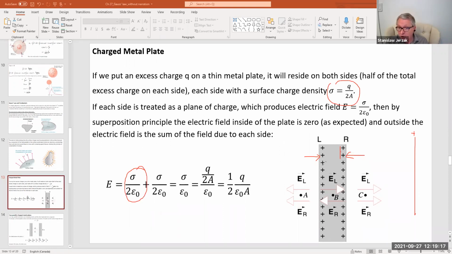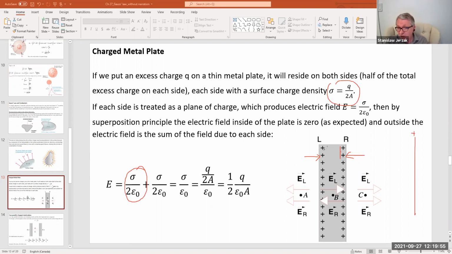But here I have two sheets of charge, one on one side of the metal, the other on the other side of the metal. So the question now arises, what is the total electric field produced by that plate of metal at point A, at point B inside, and point C outside on this side? Of course, we assume that the sheet of metal is very large, almost infinitely large, so that I can use this equation. Sigma divided by 2 epsilon naught is valid only if the sheet is very, very large.